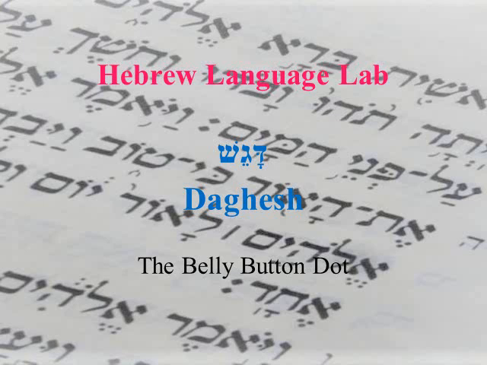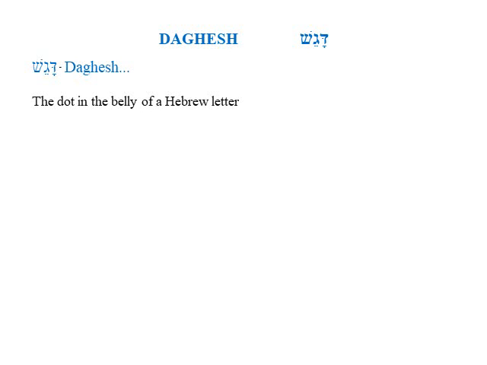This is Hebrew Language Lab unit on the Daghesh, the belly button dot that shows up in various letters in Hebrew. So, we know the Daghesh as the dot that shows up in the middle of the letter, the so-called belly button dot. Almost every Hebrew letter may show its Daghesh. There are, in fact, two kinds of Dageshim.